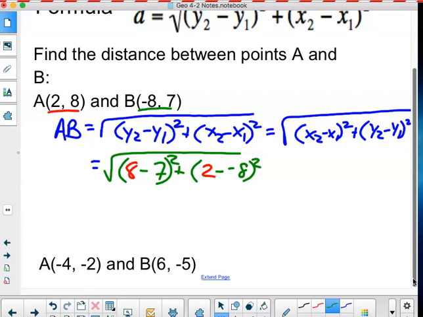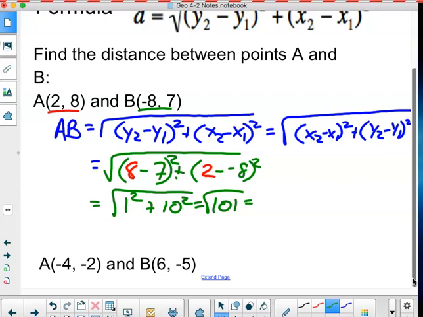Well, keep in mind, I got 2 minus a negative 8, and I got 8 minus 7, excuse me. So I've got my y's together, and I got my x's together, and I'm finding their difference. Okay. And this is always positive. I always add them together. Okay. So now after I get that, I get 1 squared plus 10 squared is a square root of 101, which is what, 10.04 or something like that?